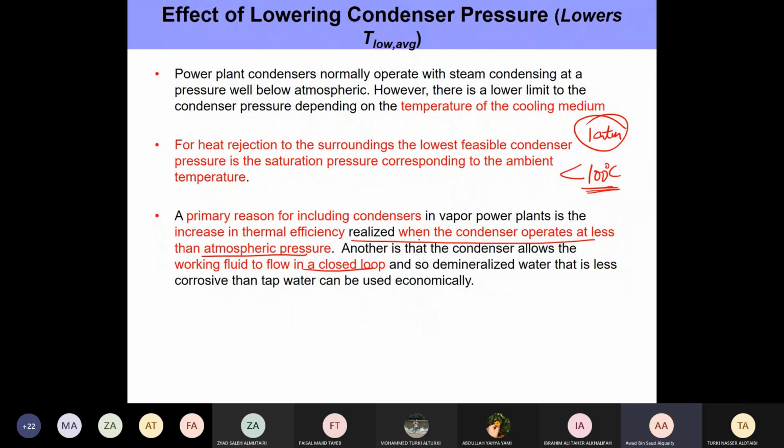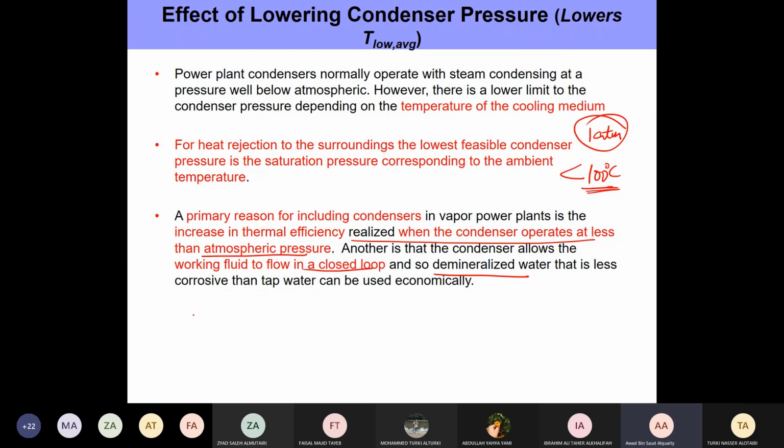It's demineralized water, so you have to remove all the minerals in there to avoid any sort of corrosion or any sort of reactions at high temperature. So the condenser does a pretty good job in ensuring that we are able to operate in a closed loop, as well as we are able to operate a condenser at a pressure which is lower than the atmospheric pressure.